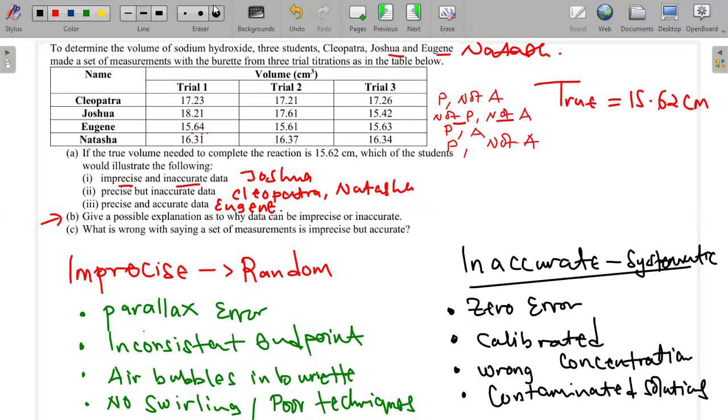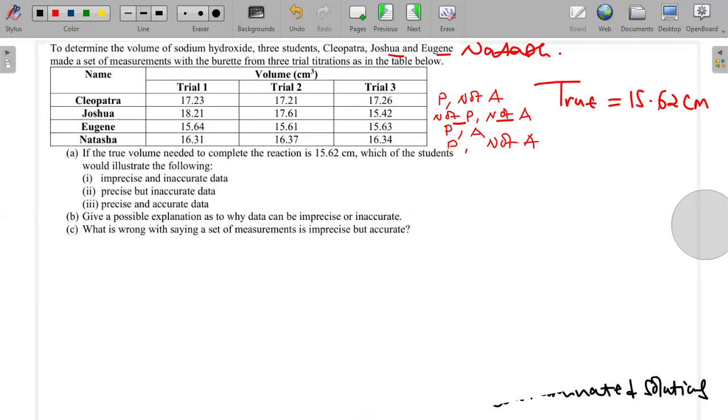Okay, so if there are no questions, let's look at the last one there. I believe I've already answered it. It said, what is wrong with saying a set of measurements is imprecise but accurate. So we said that as long as it's not precise, then it can never be accurate.